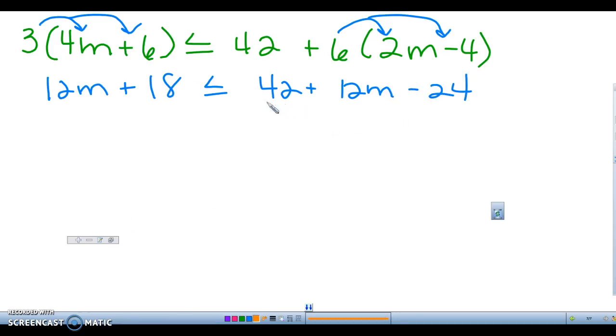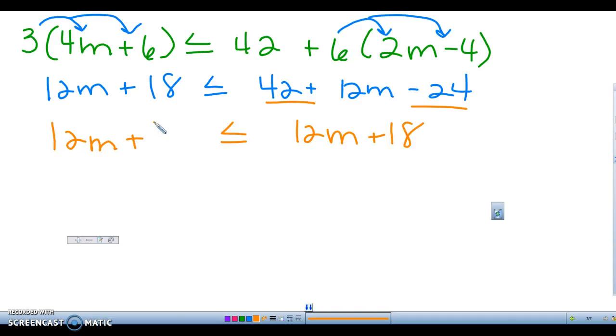If I combine like terms, 42 minus 24 would leave me with 12m plus 18. And over here I have 12m plus 18. They're the same on both sides? Well, it's not that one can be less than the other, because m is m by the reflexive property. But remember, this is a less than or equal to, and these two are obviously very equal to each other.